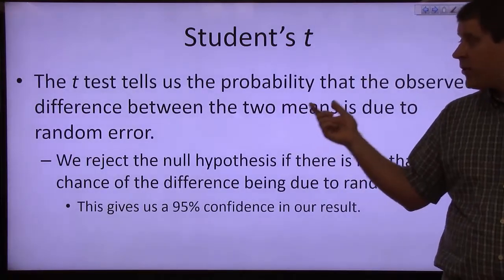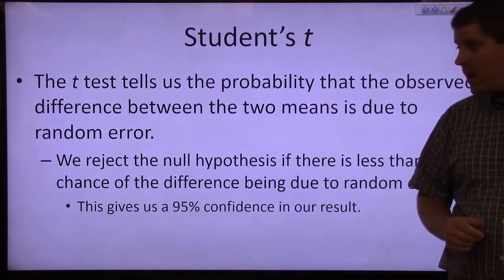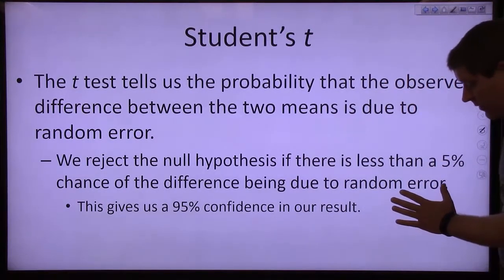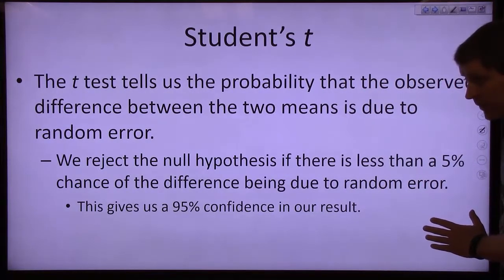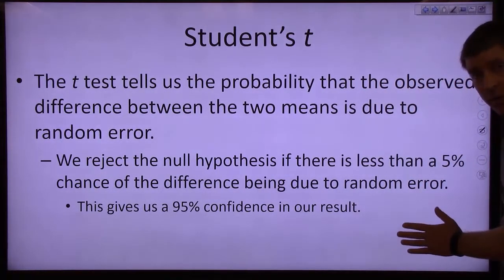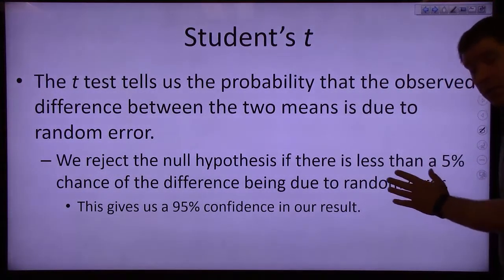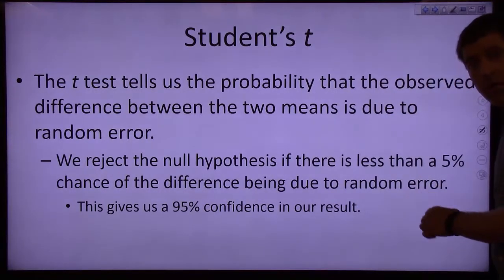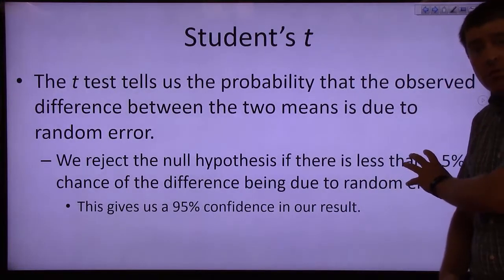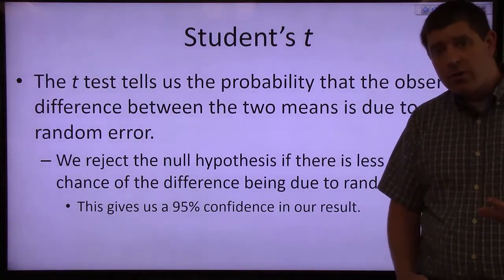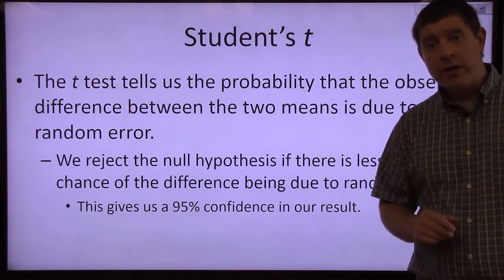So the t-test tells us the probability that the observed difference between the two means is due to random error. Now we reject the null hypothesis if there is less than a 5% chance of the difference being due to random error. And this gives us a 95% confidence in our result. Now you could use different values here. You could say less than a 10% chance, and that would then give you a 90% confidence, or so on. If you need to be more confident in your result than 95%, then you're going to use a smaller value here than 5%. But in general, certainly for this class, 95% confidence is pretty good. That means there's only a 1 in 20 chance that you're wrong.